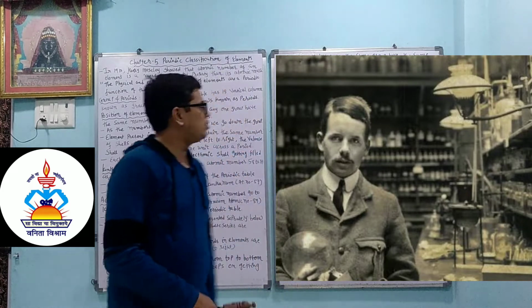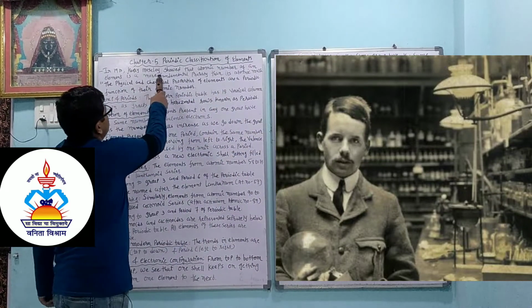Dear students, we learned that there are many drawbacks of Dobereiner's triads, Newlands' octaves, and Mendeleev's periodic table. After that, the modern periodic table came into existence by the discovery of X-ray atomic number by Henry Moseley. So we will learn step by step.